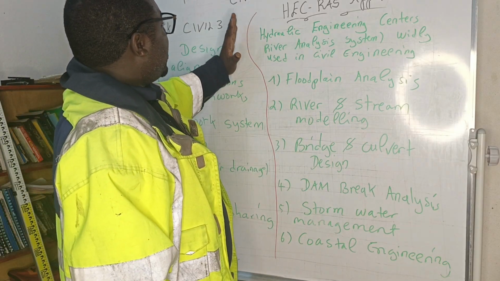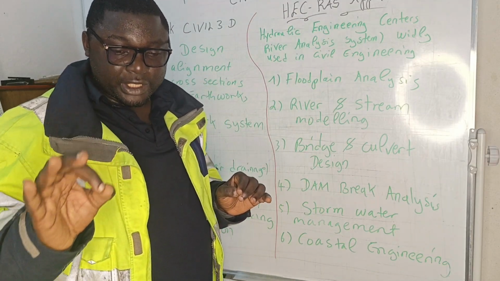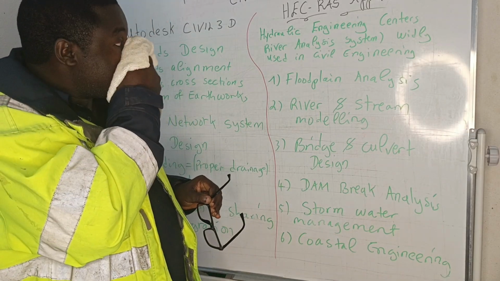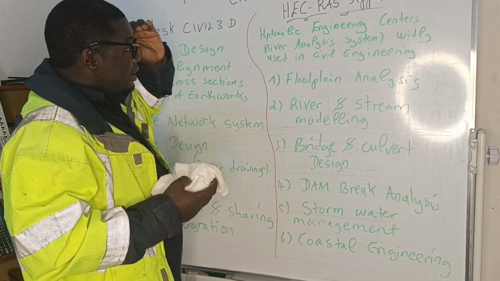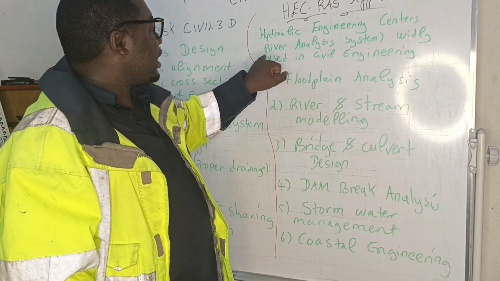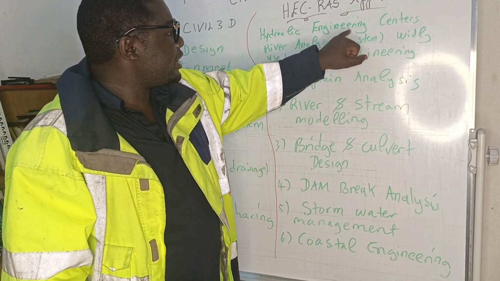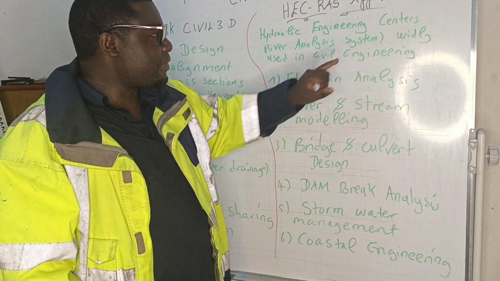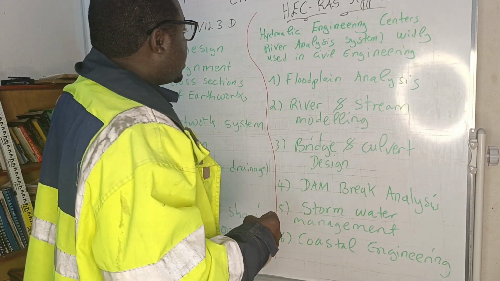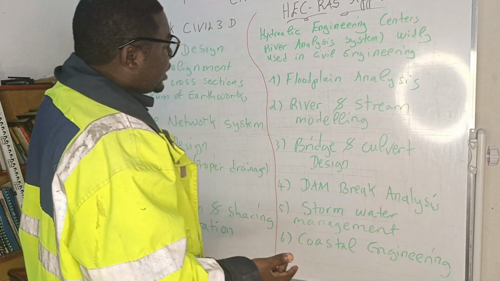And now we are going to deal with another powerful software. That one is used for water engineering, which is known as HEC-RAS. HEC-RAS is Hydraulic Engineering Center's River Analysis System. It's a software built by US engineers. It's widely used in engineering as far as water engineering is concerned.